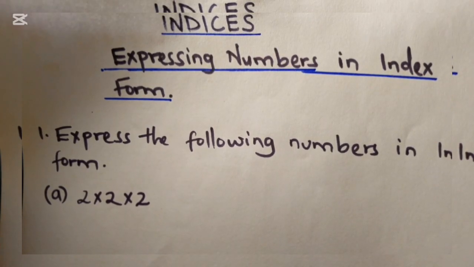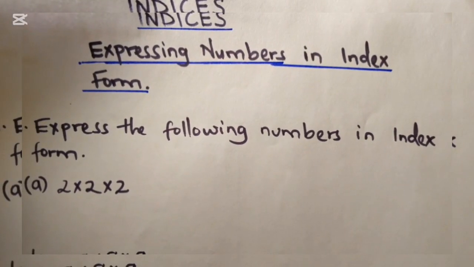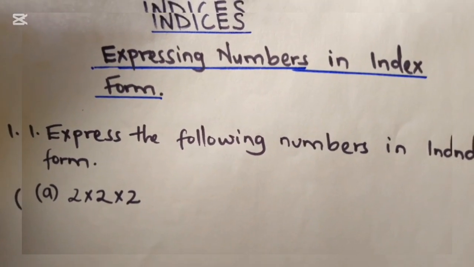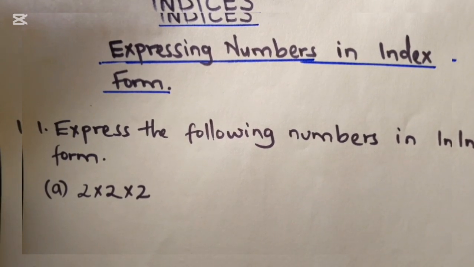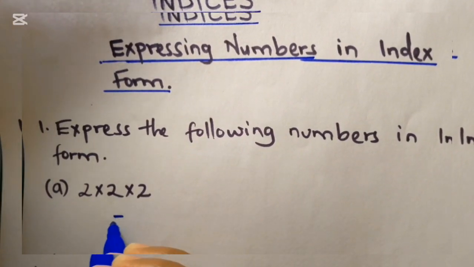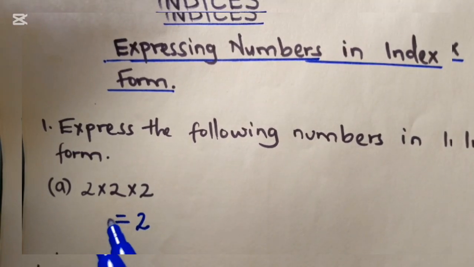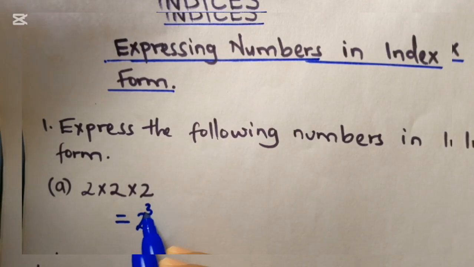Let us discuss this together. Express the following numbers in index form. As you can see, the number is written as 2 times 2 times 2. So we are going to write this in index form in this manner. The number that is repeated itself, we'll write it, and then it has repeated itself how many times? 1, 2, 3. So that becomes the index.